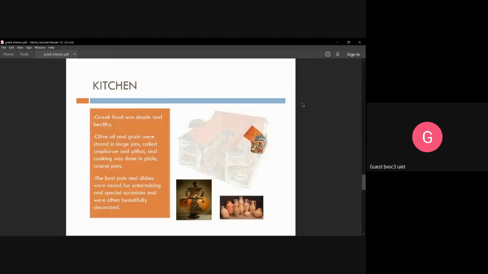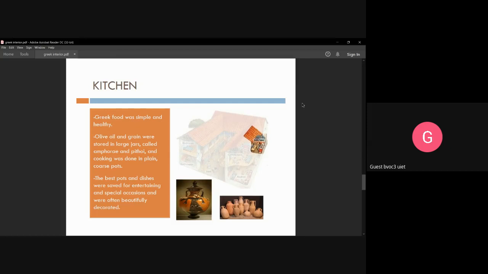Then we have the kitchen. In the kitchen, the Greek food was very simple and healthy. They mostly used olive oil and grain, which was stored in large jars called amphorae and pithoi, and cooking was done in a plain clay pot. You can see the terracotta pot images there; these kinds of pots were used for cooking and storing their things.